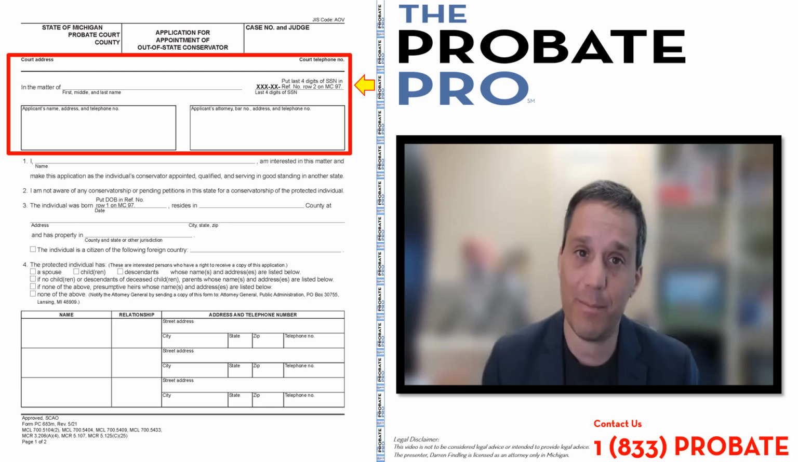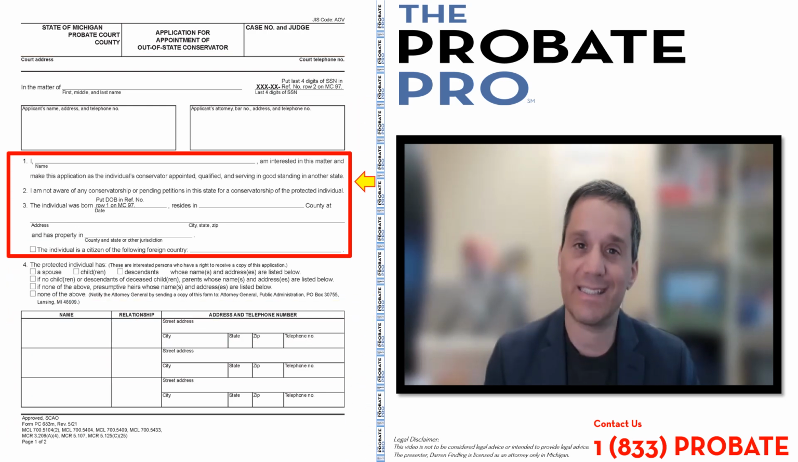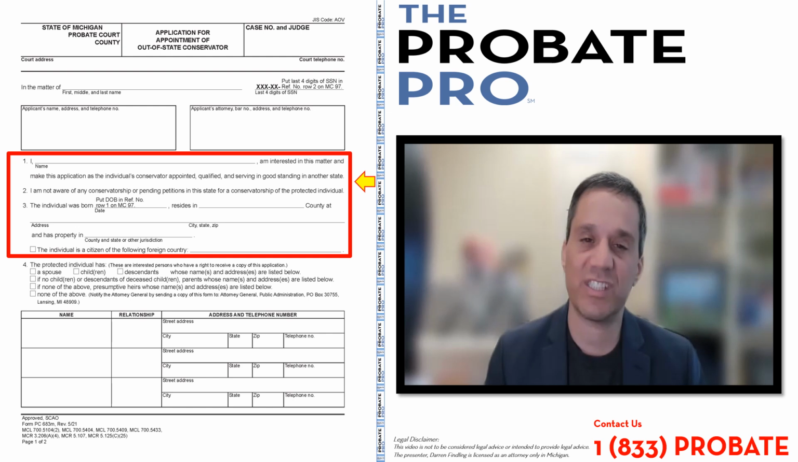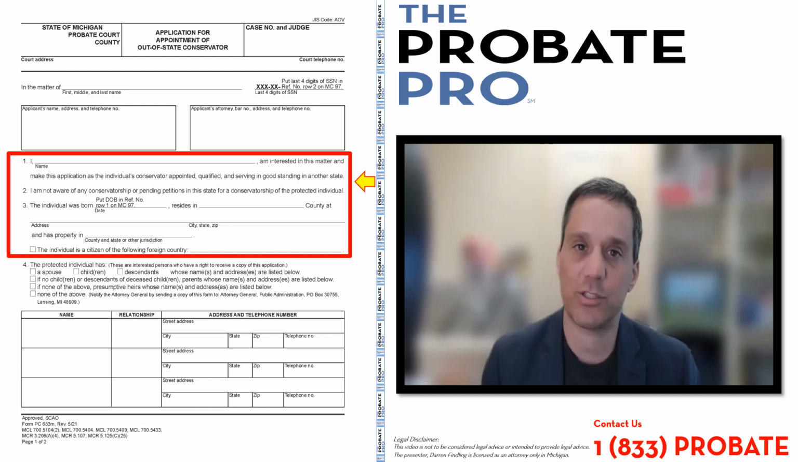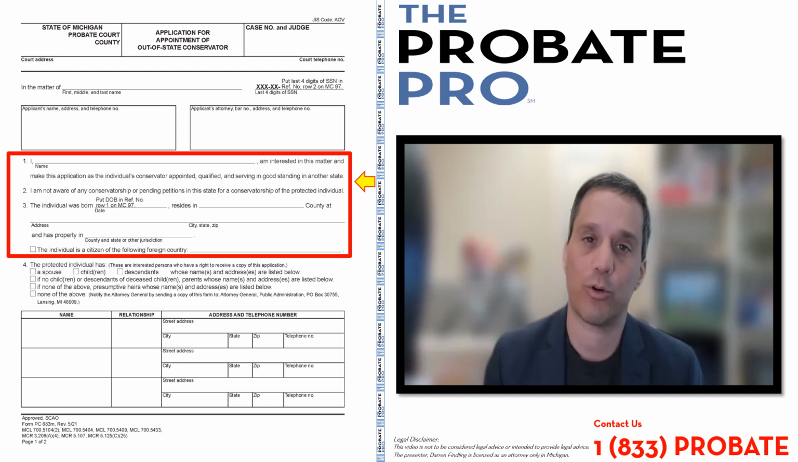The applicant's name and address and contact information, phone number is identified in the left side, and then if there's an attorney that's going to be assisting and providing legal representation in this particular application, it would be on the right side. The I is the name of the person, again, who is seeking to ask the court to be appointed. And it says, I'm interested in this matter and make this application as the individual's conservator appointed, qualified, and serving in good standing in another state. So again, that language is really critical here to the use of this particular form.